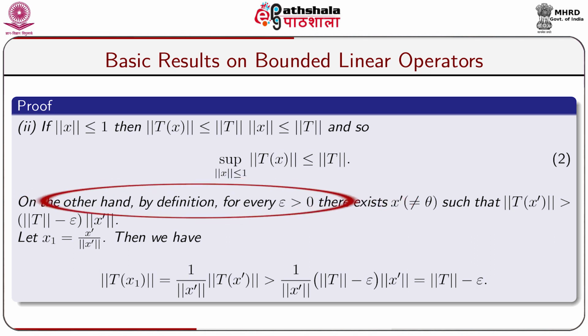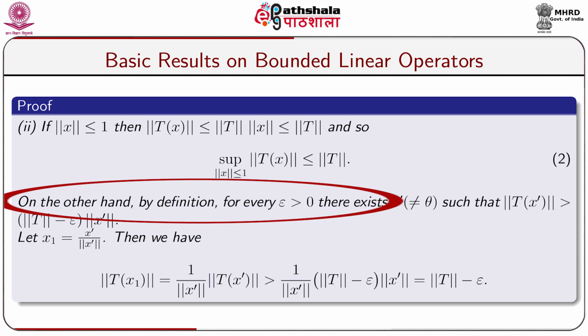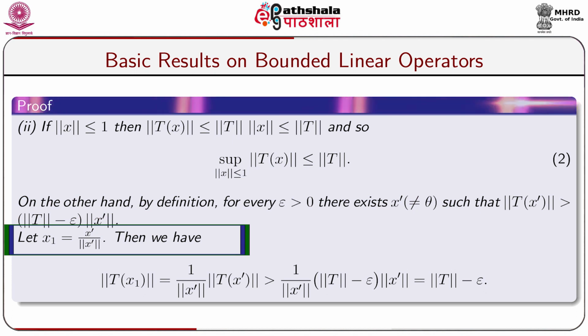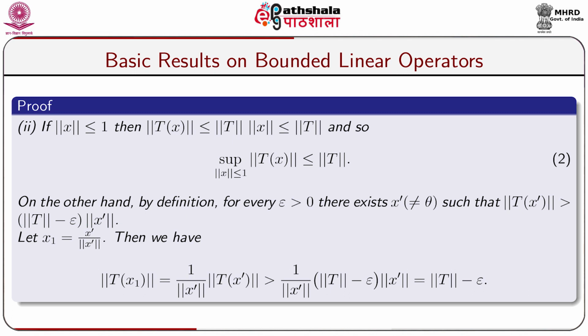On the other hand, by definition, for every epsilon greater than 0, there exists x dash which is not equal to theta such that norm of Tx dash greater than norm of T minus epsilon into norm of x dash. Let x1 be equal to x dash by norm of x dash. Then we have norm of Tx1 is equal to 1 by norm of x dash into norm of Tx dash, which is greater than 1 by norm of x dash into norm of T minus epsilon within the bracket into norm of x dash, which is equal to norm T minus epsilon.